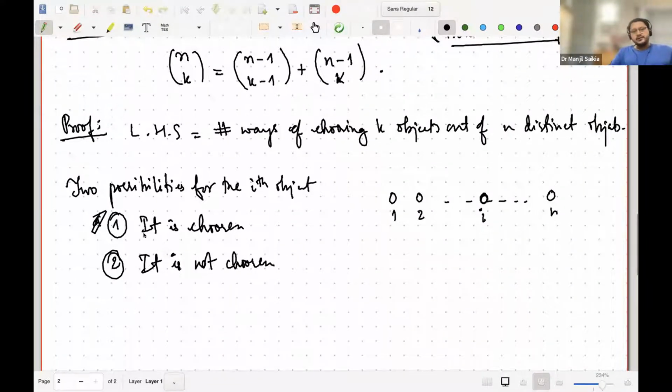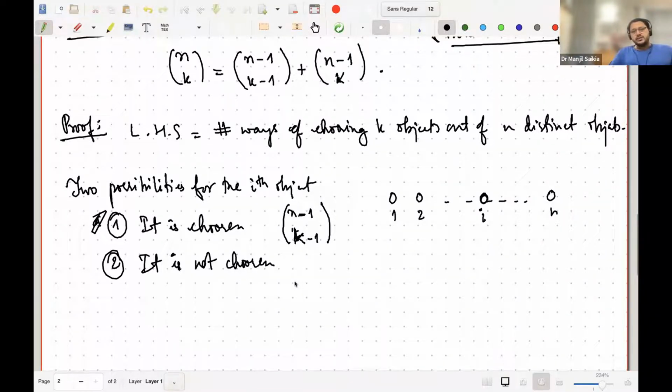If it is chosen, then we have n-1 objects remaining, out of which we have to choose k-1 objects, because one object has already been chosen and the total number we wanted to choose was k. We remove the ith object, and out of these n-1 objects we choose k-1, because we have already chosen the ith object. So the total number of ways, if we choose the ith object, is n-1 choose k-1.